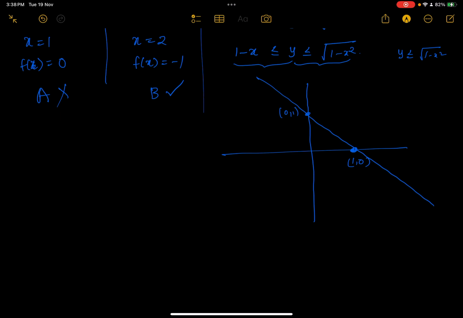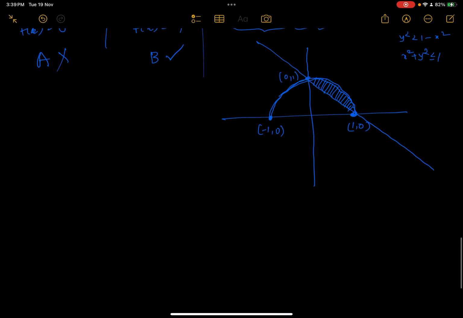This is basically a circle. So y square less than or equal to 1 minus x square, so x square plus y square less than or equal to 1. So this is basically a circle of unit radius. Since they did not use plus or minus root 1 minus x square, we are considering only the upper portion, upper semicircle. So y should be greater than this line and less than this circle. So this is the area that we have to find out.